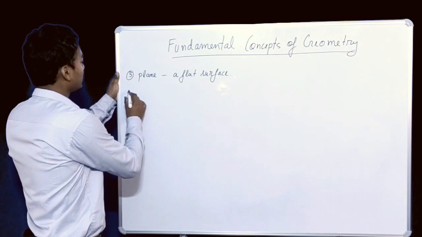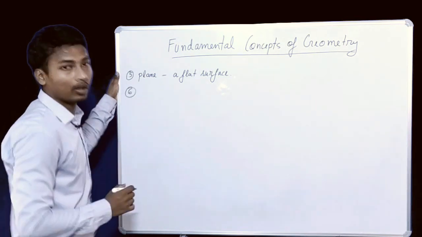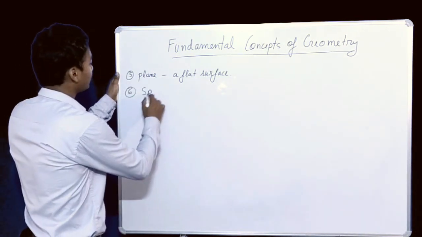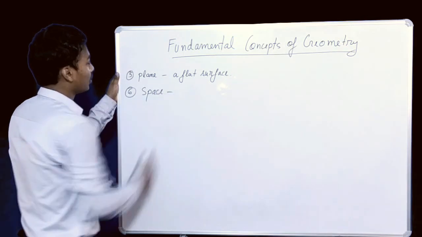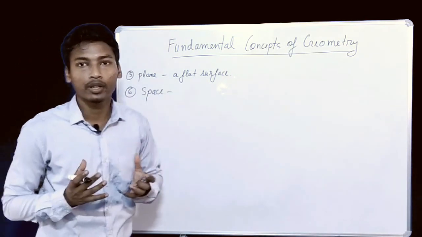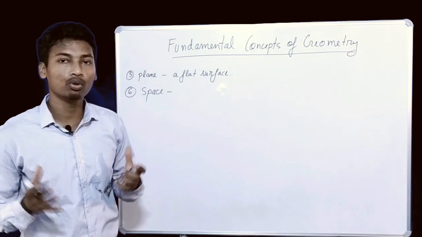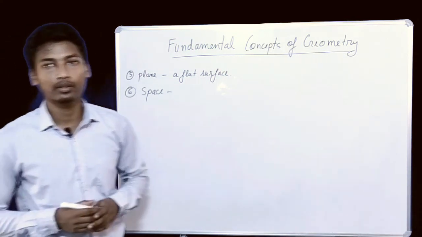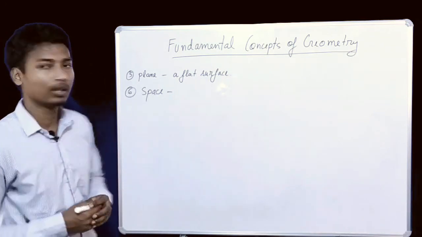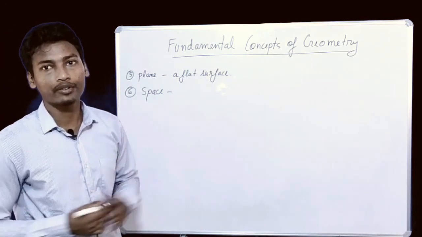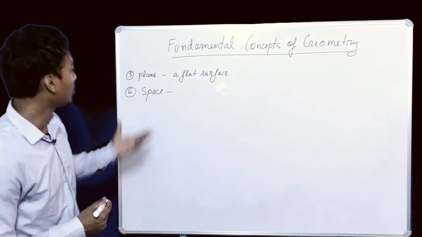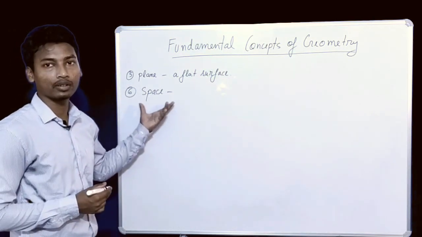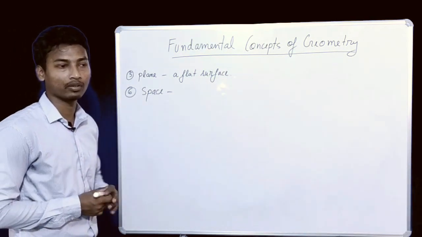Next, space. Now space is a geometrical object which includes all the other geometrical objects like points, lines, surfaces, the solids. So all the geometrical objects are included in this geometrical object that is called space.